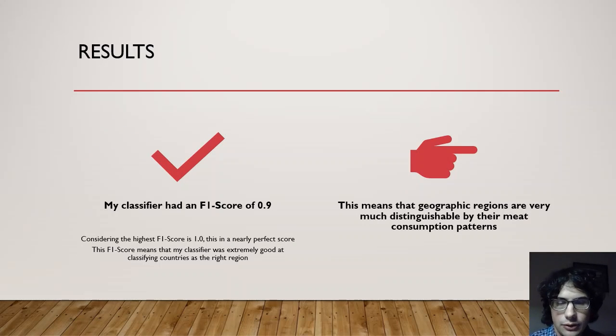All right, so my results. My classifier had an F1 score of 0.9. The highest possible F1 score is 1.0, so 0.9 is a nearly perfect score.